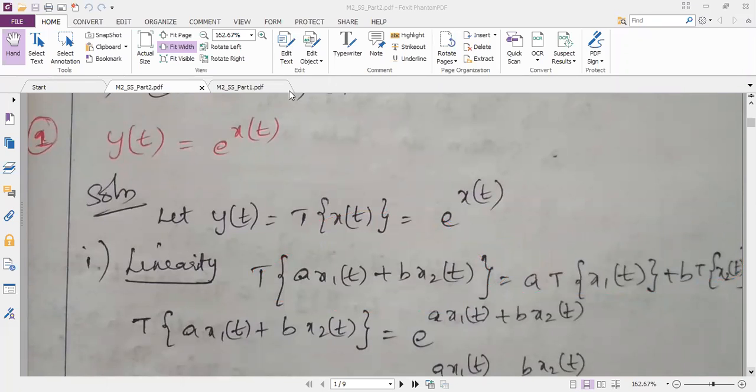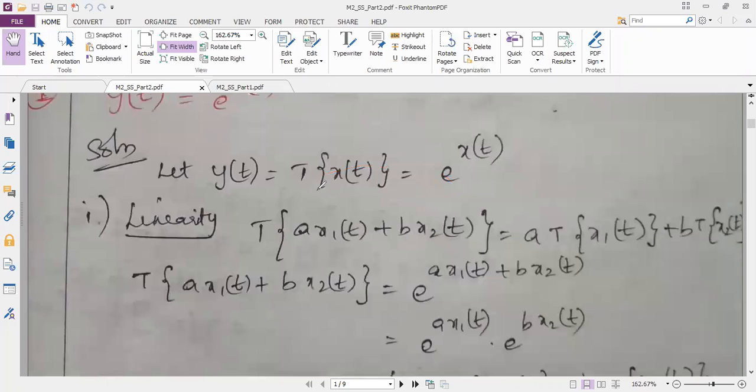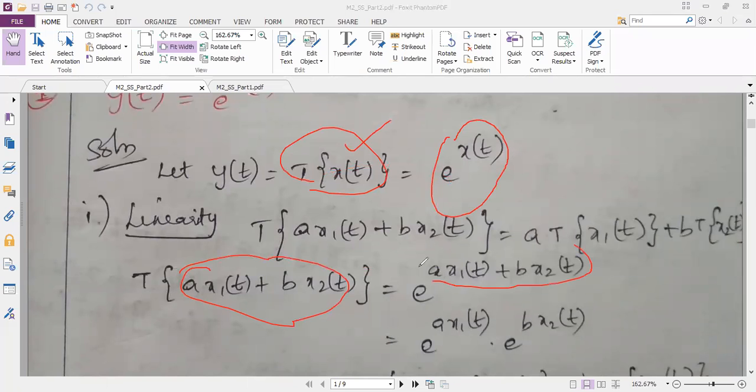As per the equation which you have written, if it is T into x of t, then it is equal to e power x of t. The same way, in place of x of t, I have such a big term. So in place of x of t, I have to replace with a into x1 of t plus b into x2 of t. Do you have any doubts in this? No, ma'am.